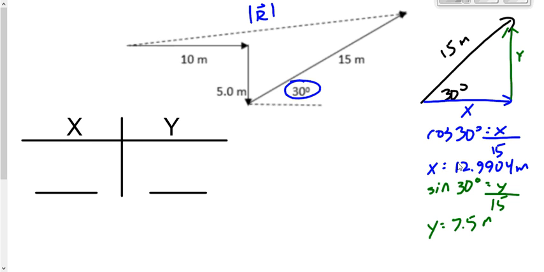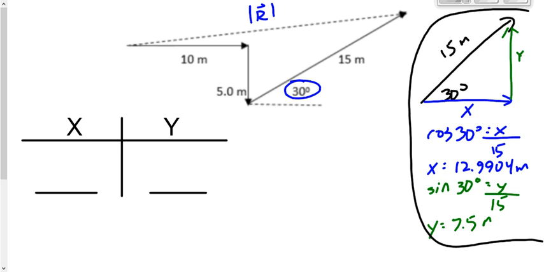And you might have wondered, like a couple days ago, well, why are we doing that? Why are we finding an x component and a y component? Well, it's so that we can find the sum of all the vectors. That's the end goal. This was the tool that we learned, and now we're putting it all together here.